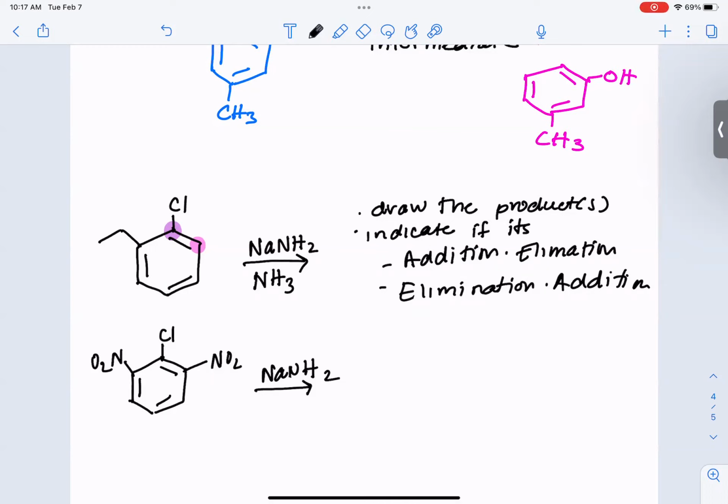All right, so if you look at these, Gabriella asked me if you're going to have to know this mechanism. Now, you have to know it in the sense that on a multiple choice, for example, if I gave you your starting material and I gave you the reagents, then you'll see it a couple of ways. So the first one is elimination addition. Sorry, I'm mixing it up.